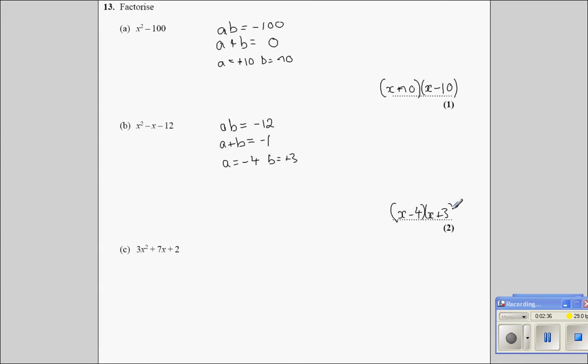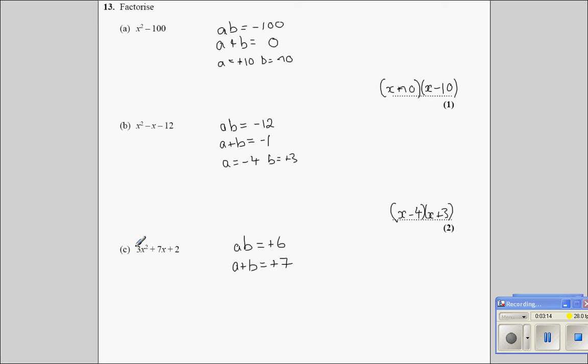Finally, we need to find two numbers, a and b, this time equal to plus 6 and plus 7. Where did the 6 come from? The constant term plus 2 multiplied by the coefficient of x squared, 3. Notice in parts A and part B, the coefficient of x squared was just 1, so I didn't need to include that.